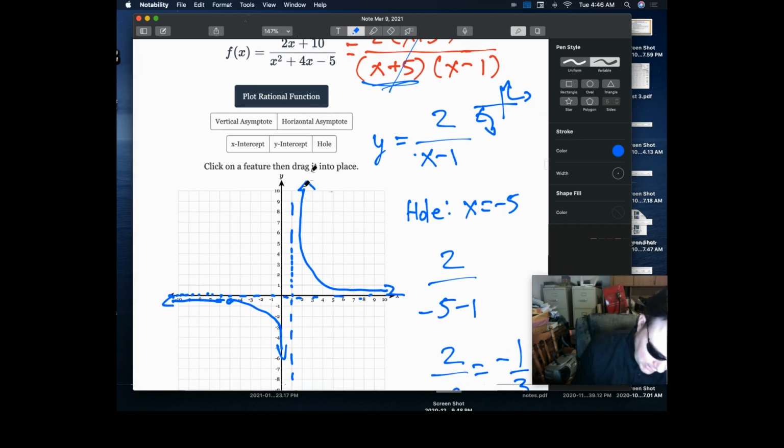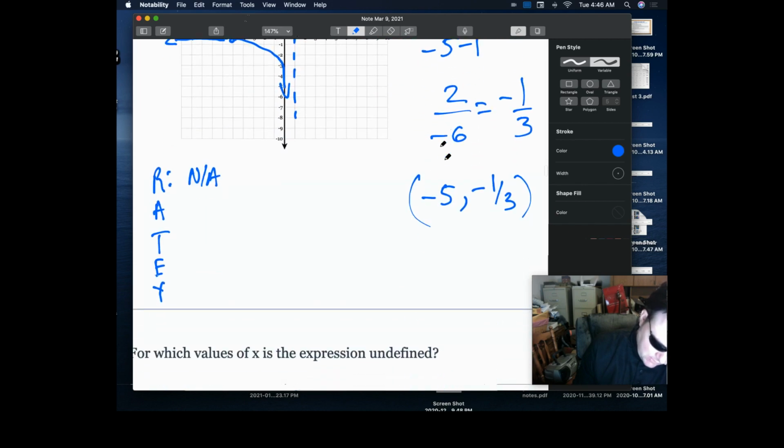Okay. And why do I know that the horizontal asymptote has to be on the x-axis? Well, because this thing is bottom heavy. It only has an x at the bottom. So when you have an x at the bottom, we know the end behavior is that y equals 0.